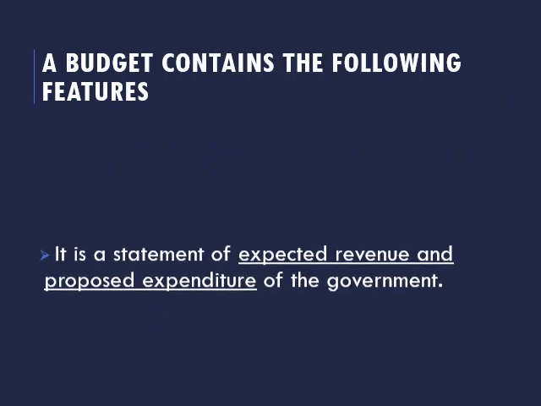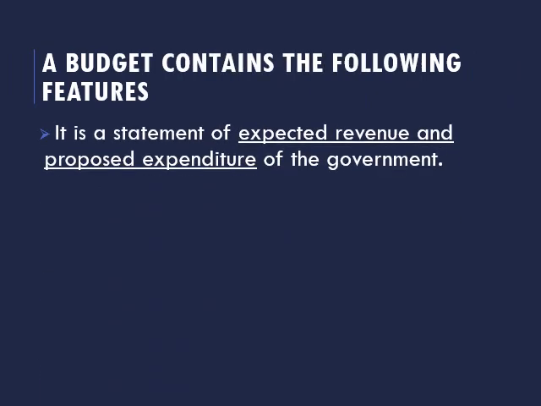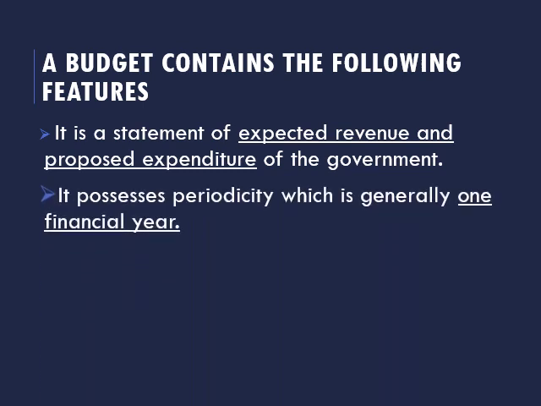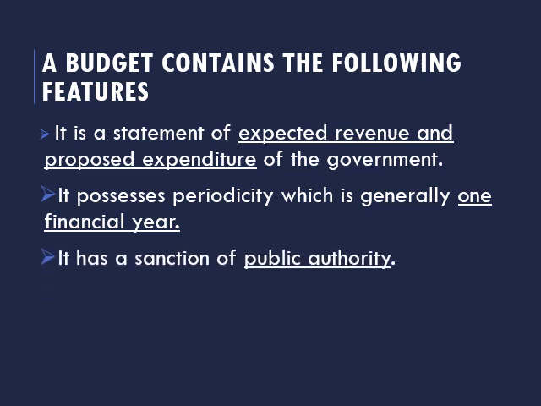So they emphasize certain points. First, the statement of government budget emphasizes the expected revenue and the proposed expenditures of the government. Second, it possesses periodicity, which is generally 1 year. It's not for more than 1 year. It's only for a year.